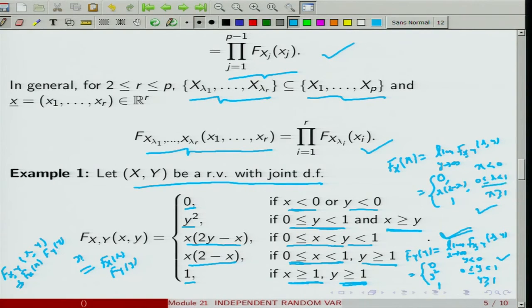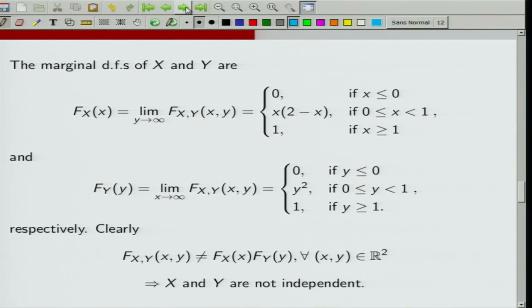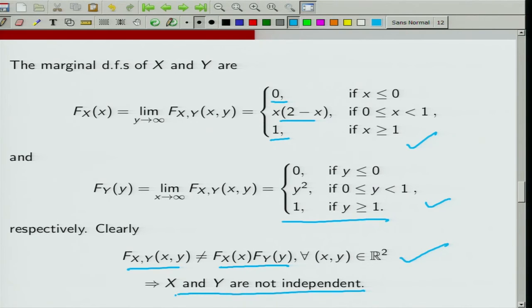For example, if x is between 0 and 1 and y is between 0 and 1, and suppose x is less than y, then the distribution function is x(2 minus x) into y squared, which is not the same as x into (2y minus x). So, this is not satisfied. So, I can conclude that X and Y are not independent, and that is exactly what we do over here. This is the marginal distribution function of X, which we obtained as this, and the marginal distribution function of Y, which we obtained as this. Clearly, the joint is not the same as the product of marginals. So, X and Y are not independent.